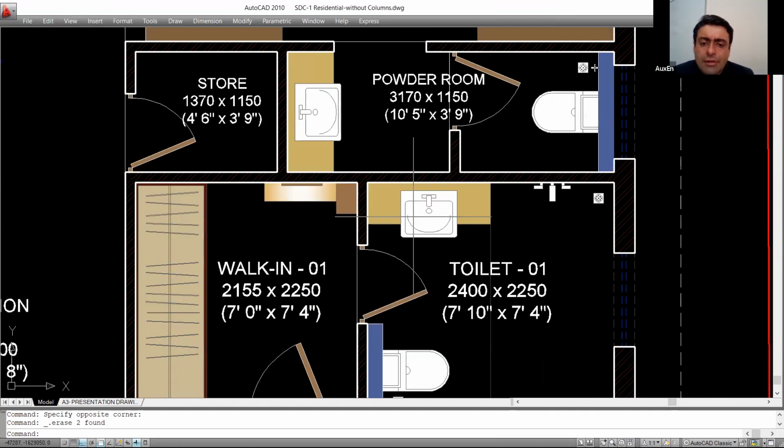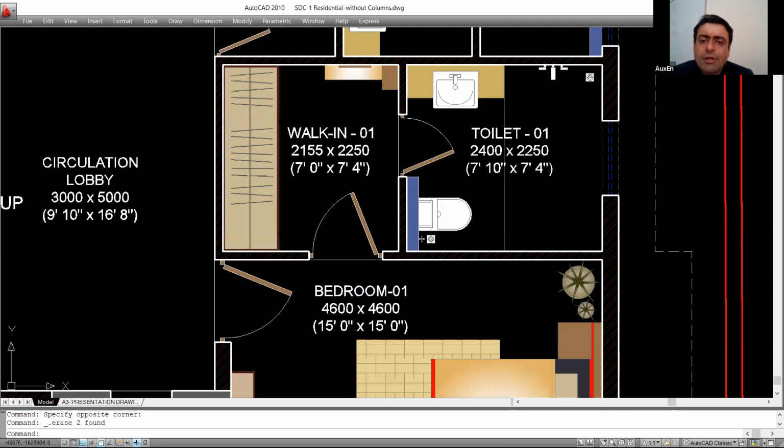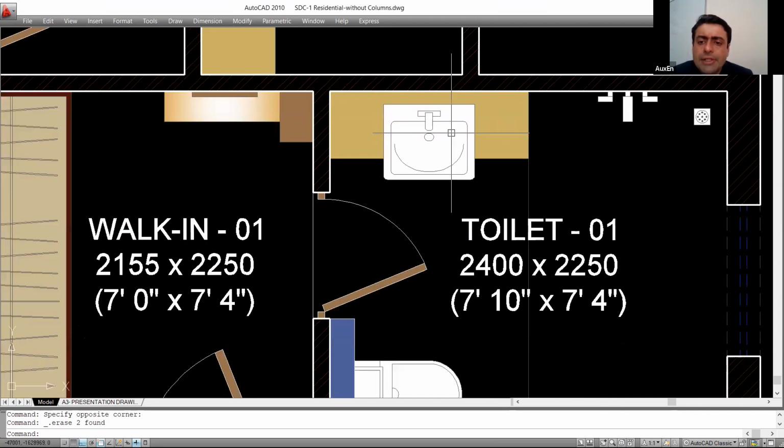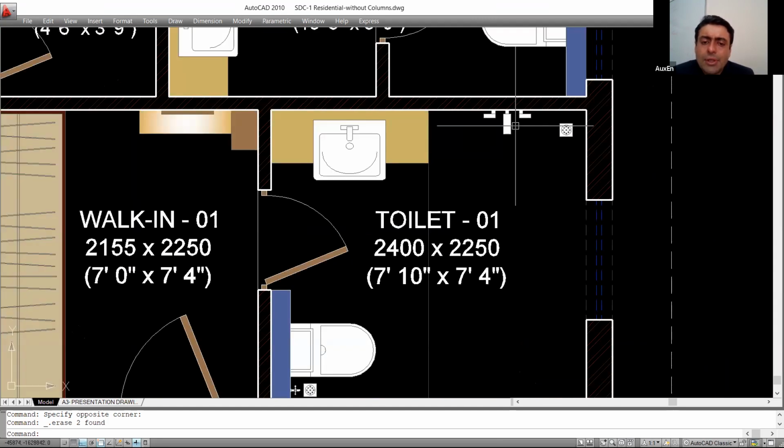This is the water closet. What you can see, this is the water closet, this is the wash basin, and this is the shower area. All right. So this you have.